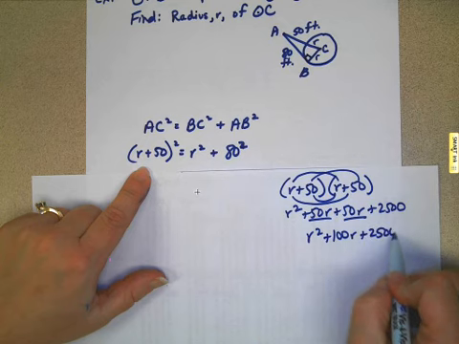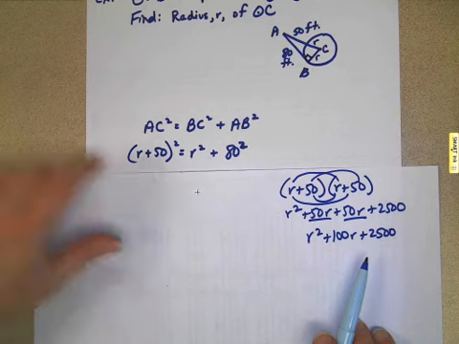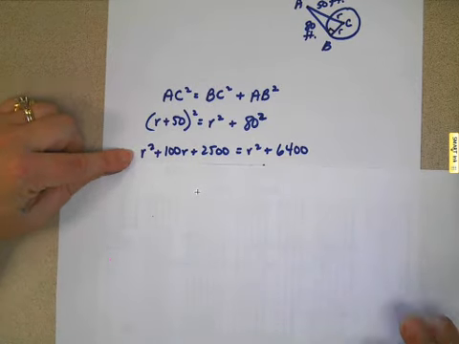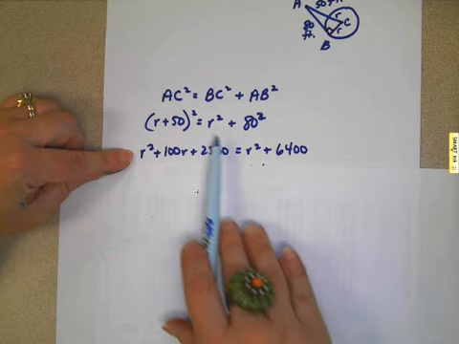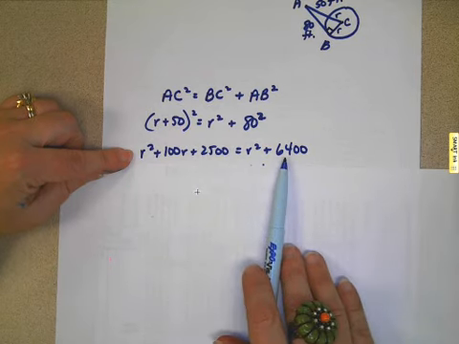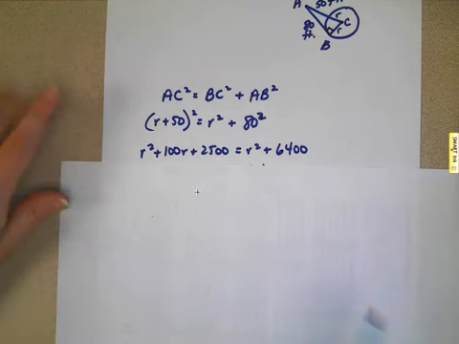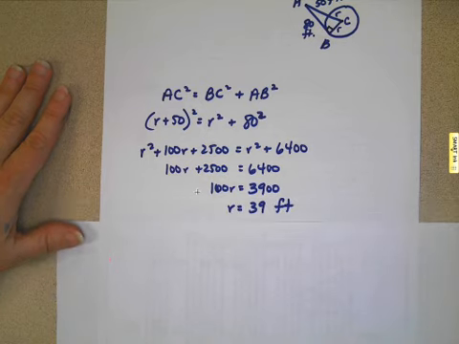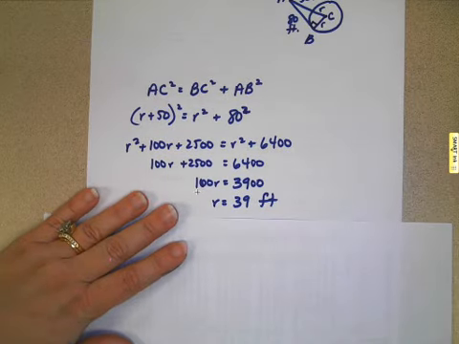all right, I'm hoping that you might not need to come to the side and write all that out, although you might. It's been a while since we've worked with foiling and multiplying binomials. So here we take that r plus 50 squared. We end up with this after we FOIL it, and that's going to be equal to r squared plus 80 squared, which is 6,400. Now it's just an equation. At first you might think, uh-oh, quadratic, but when you subtract r squared from both sides, the r squareds disappear. So this is a lot easier than it looks. You're going to subtract 2,500 from both sides, divide by 100, and you end up with r is 39 feet. So the radius is 39 feet.